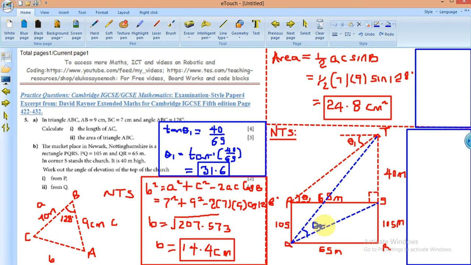Now if you consider theta 2, then I have the angle of looking up. This is 90 degrees, so ST will be opposite, and adjacent is QS. This QS, considering right angle triangle QRS, is like the hypotenuse, with QR and RS.